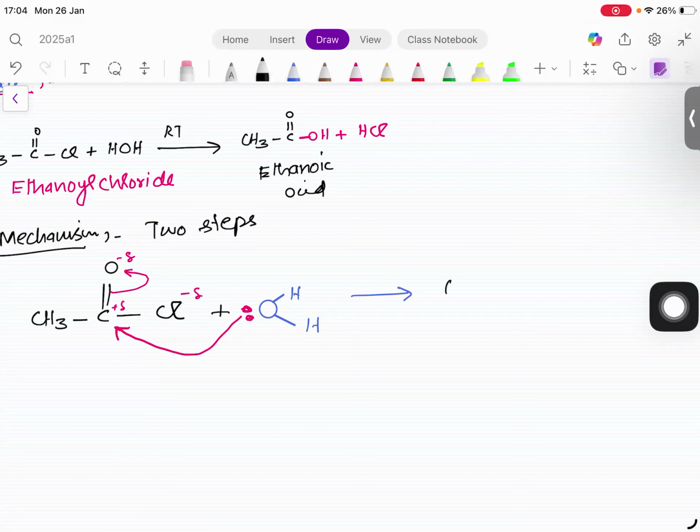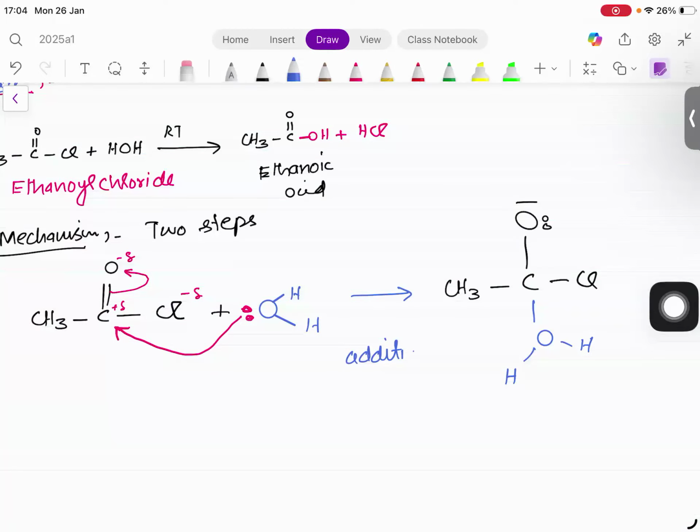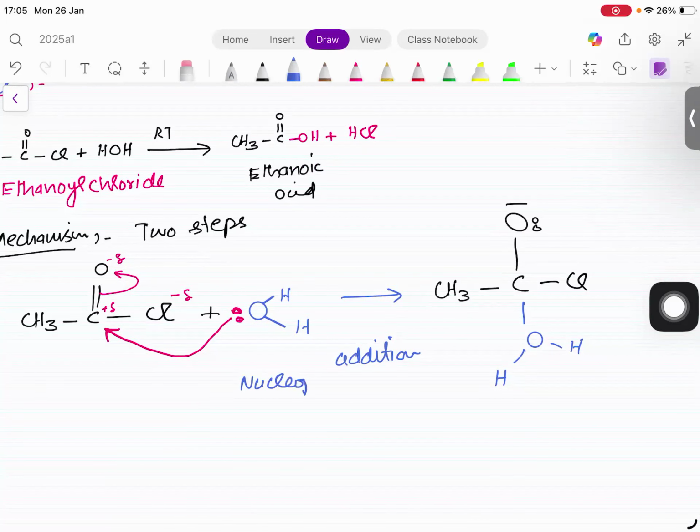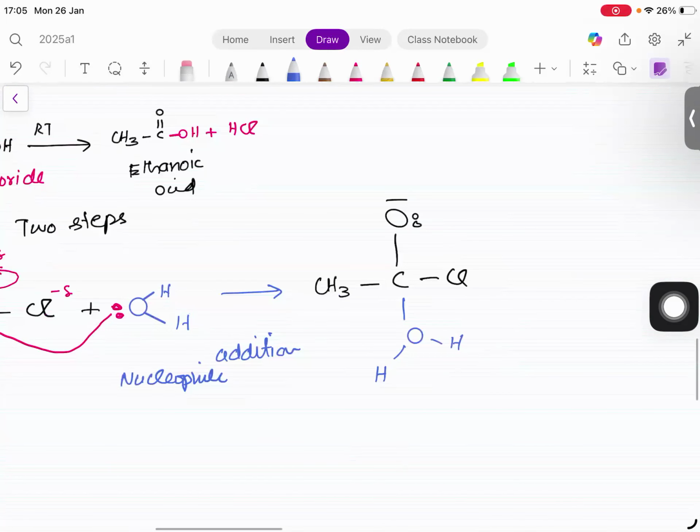And it turns into this: CH3C single bond O, negative charge. Here is the electron pair that is gone. Here is the Cl, and now the OH is attached with this. And this is the addition of nucleophile, in the first step. Now, this is the intermediate formed.